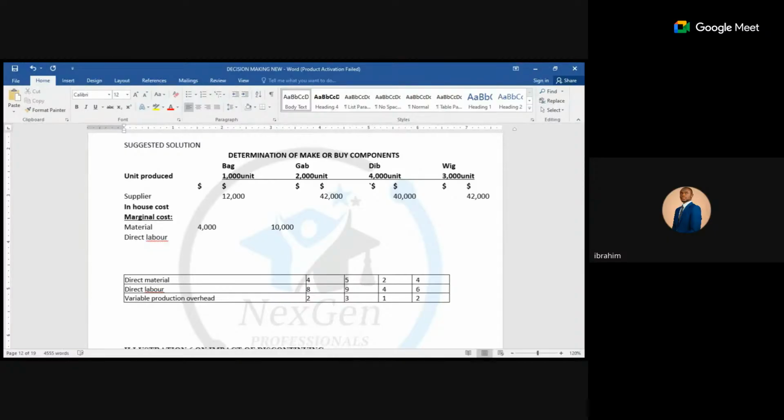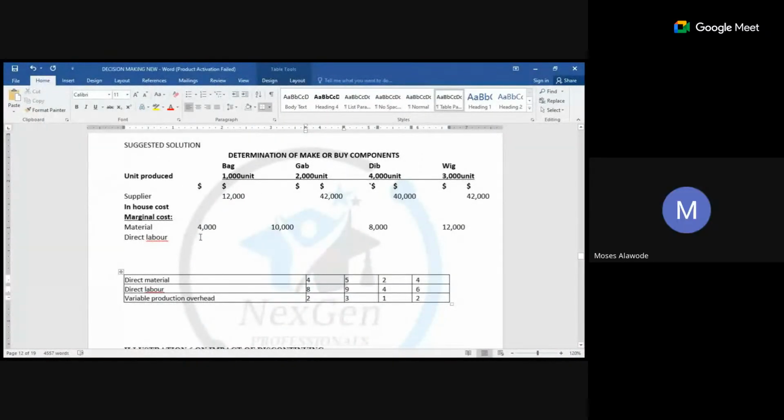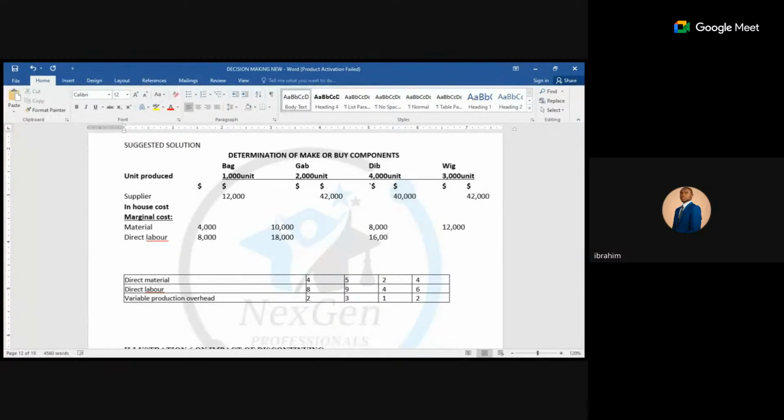So what do I have? So the next one is 2 times 4, right? That is 8,000. What do I have? 4 times 3, 12,000. Thank you. Next. So I have here labor to be 8 naira per unit. 8,000 naira. Then we have 9 times 2. What do we have? 18,000 naira. Thank you. Next. 12,000.